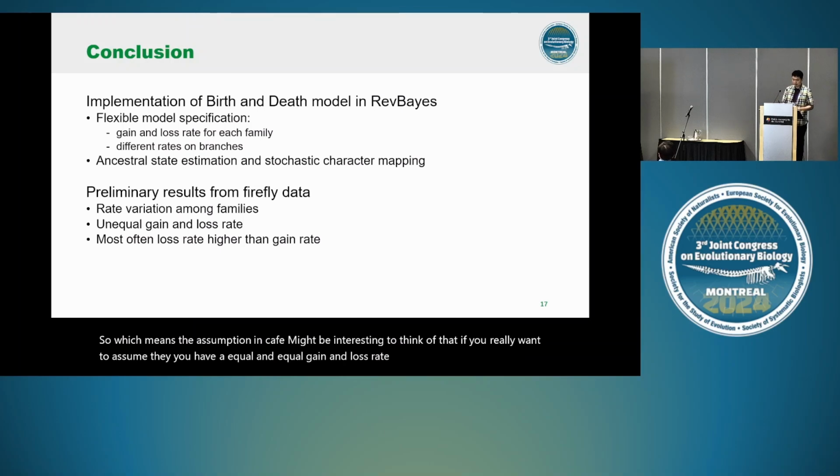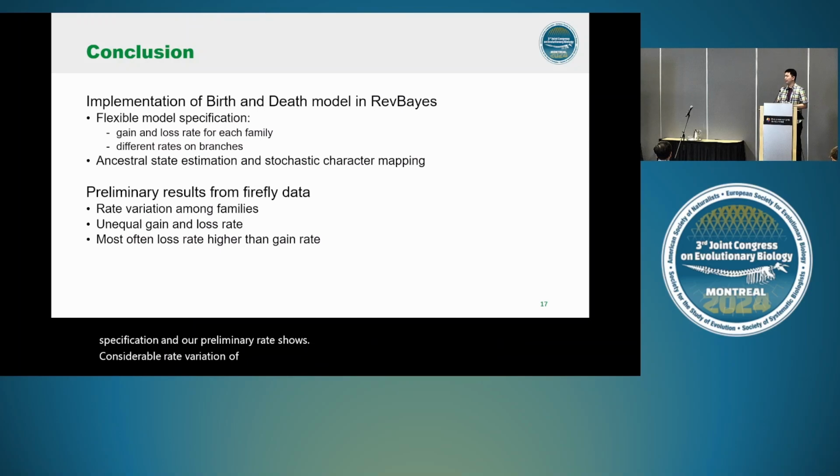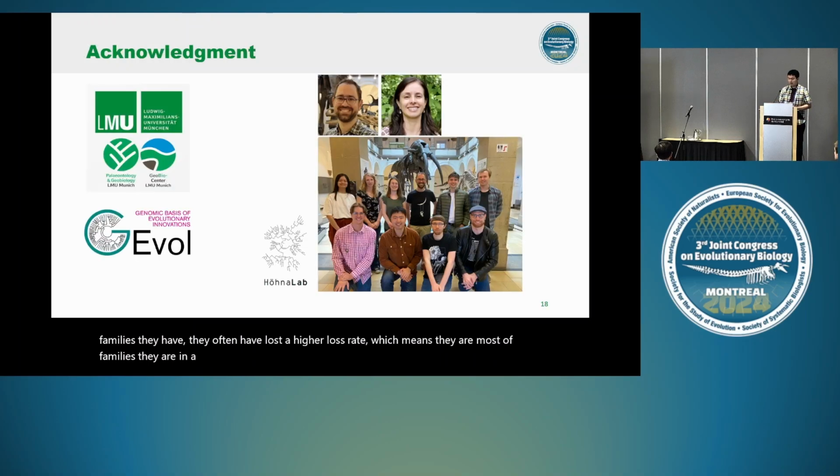So to quickly conclude, we implemented birth and death rates in RevBase, which allows us to have more flexible model specification, and our preliminary results show a considerable rate variation among families. We found that it is maybe more reasonable to assume unequal gain and loss rates for gene family evolution. And maybe for fireflies, most of the families often have higher loss rates, which means most families are in contraction.